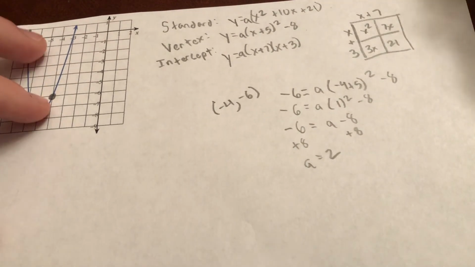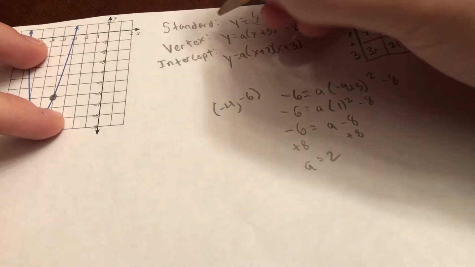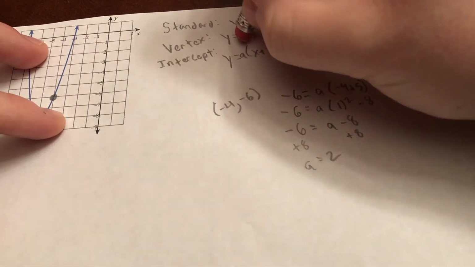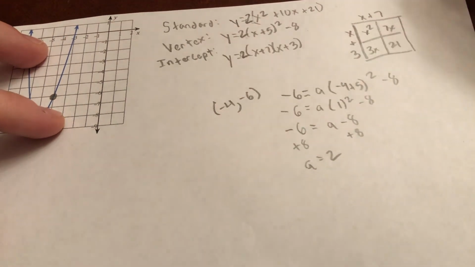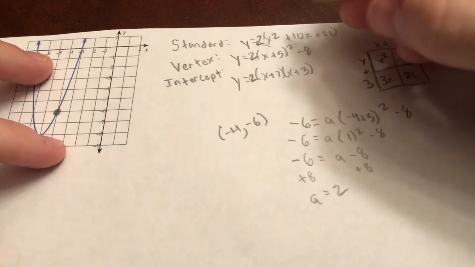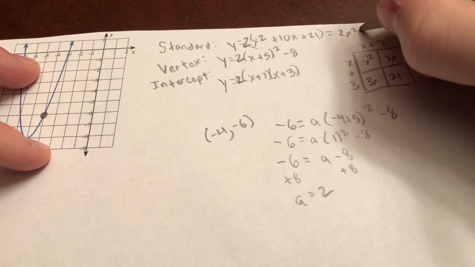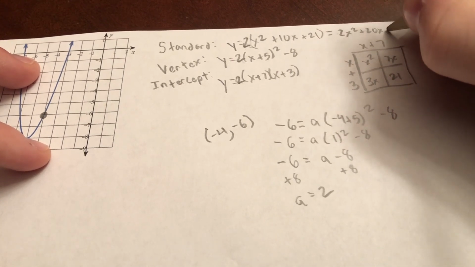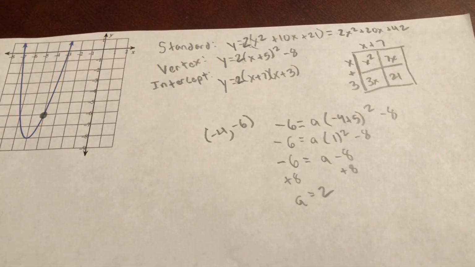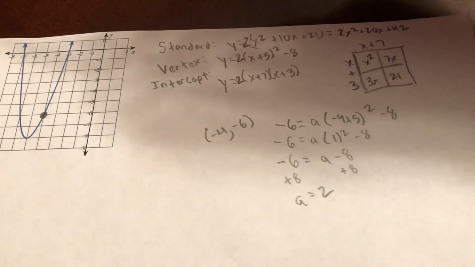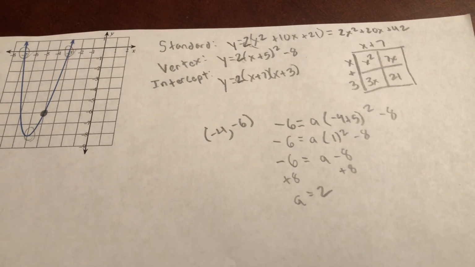So our real final equations have a 2 here, 2 here, and 2 there. The only one I can really simplify is this one, so I could get 2x squared plus 20x plus 42. Otherwise, the rest of them have already been simplified. But that's how you do it. You have to pick a point on the graph. It cannot be any of these key points. And there you have it.